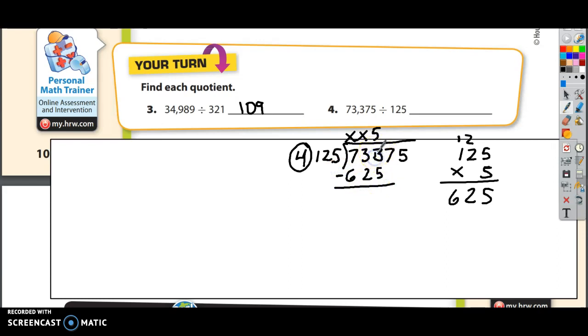I'm going to subtract here. 13 minus 5 is 8. I borrowed, so this has to become a 2. 2 minus 2 is 0. And 7 minus 6 is 1. So my remainder here of 108 is smaller than my divisor.